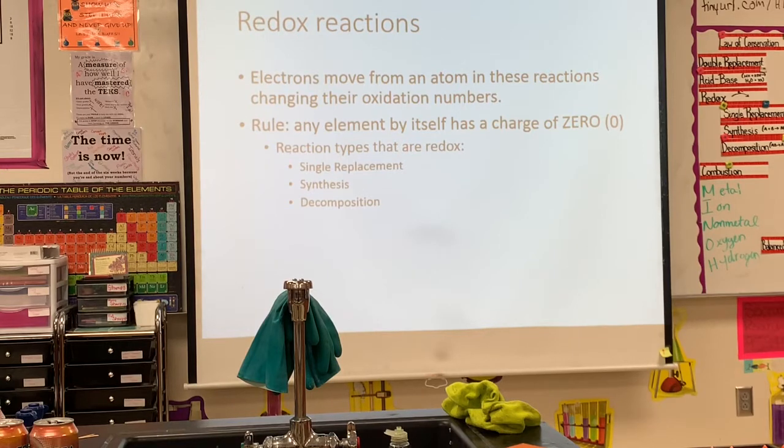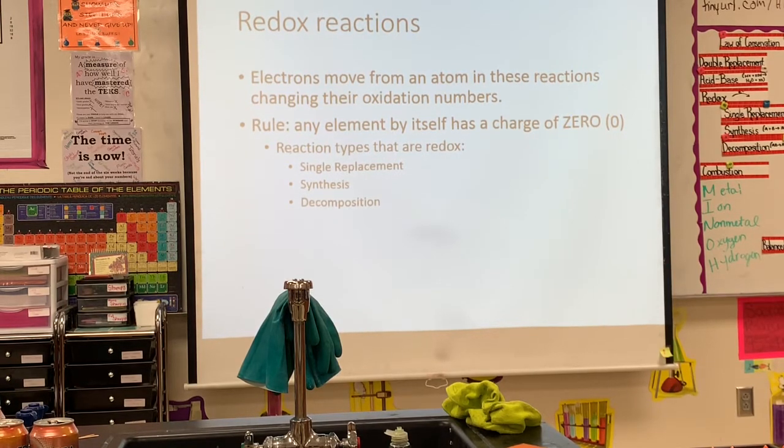So a redox reaction is any reaction in which we have electrons moving from an atom, and it therefore changes their oxidation number, their charge. So any element by itself has a charge of 0. Then when it forms a compound, there's an exchange of electrons and it gains a charge. So magnesium metal all by itself has a charge of 0. When I put magnesium in a compound like magnesium chloride, now it has a charge of 2+.